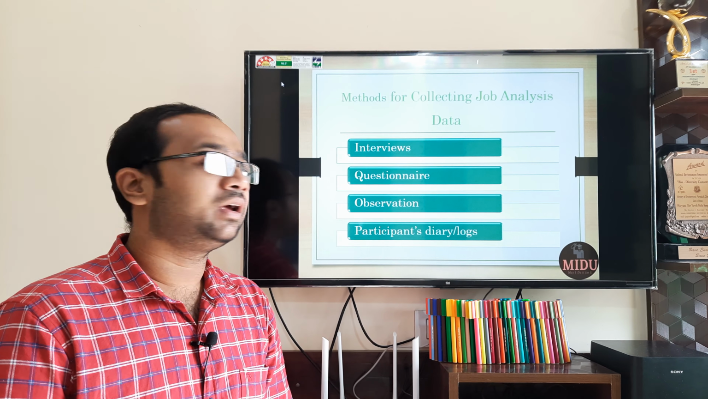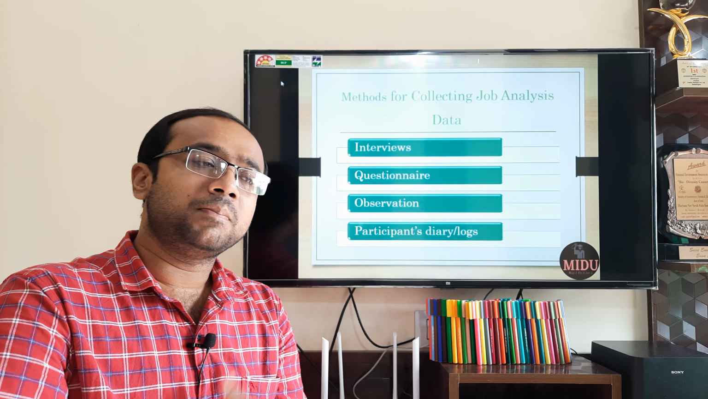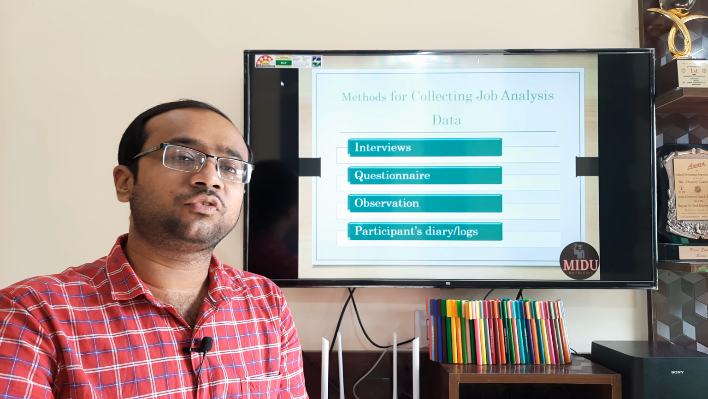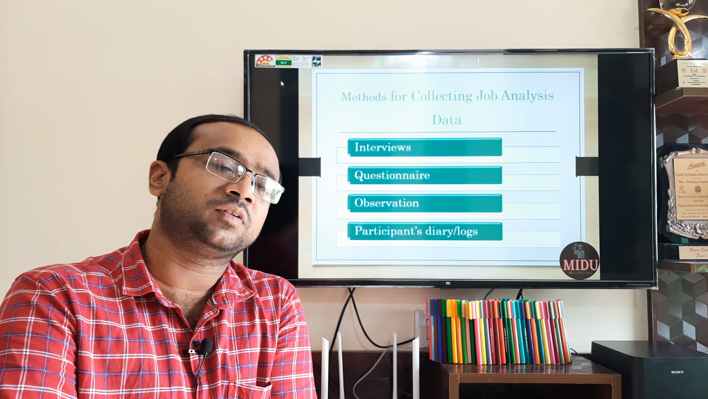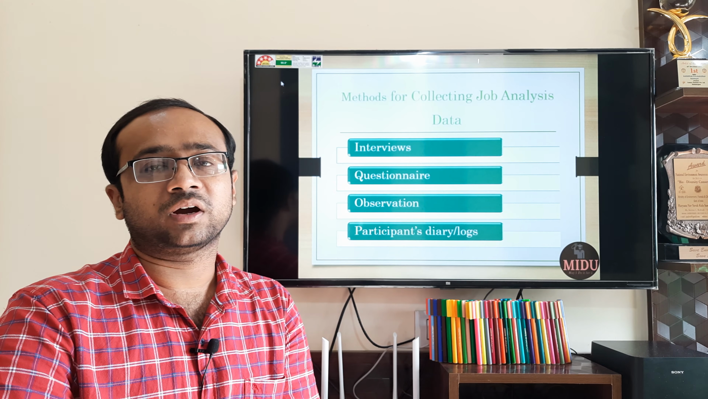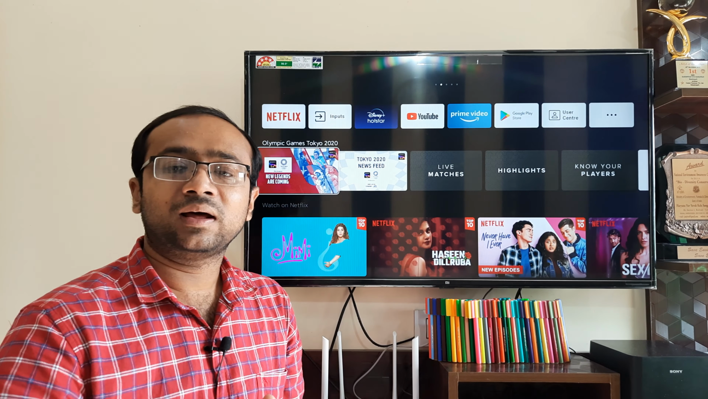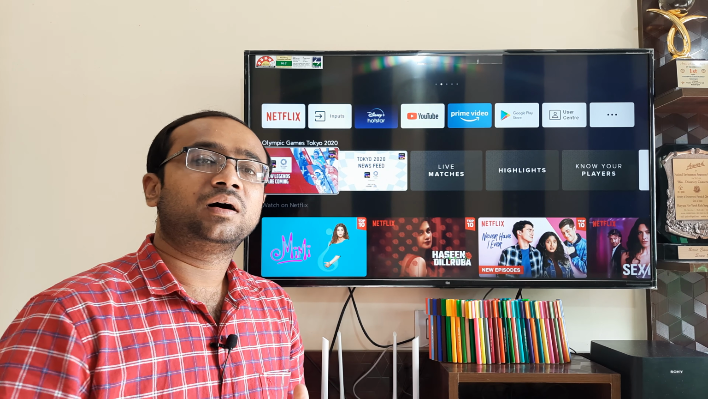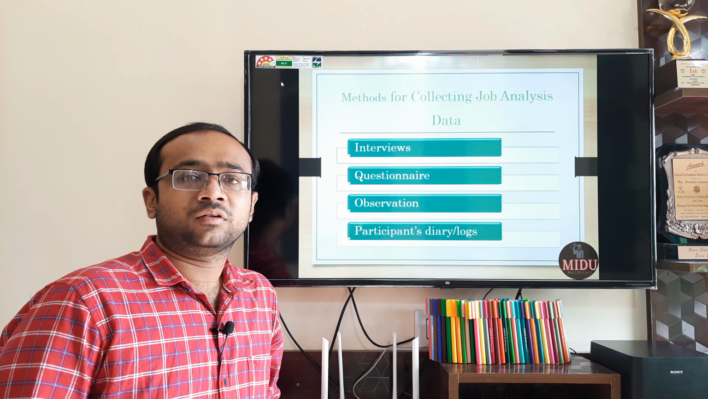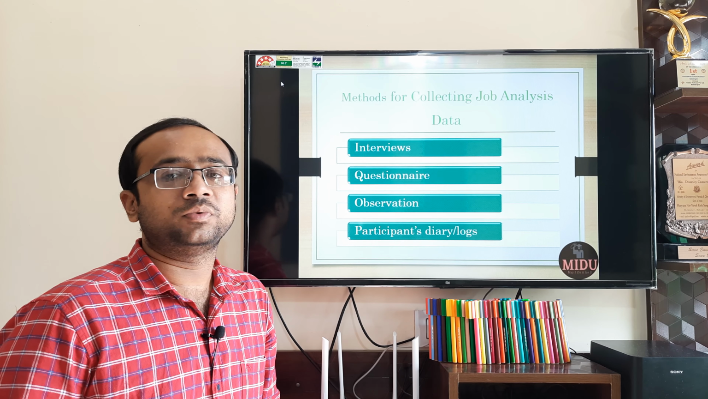Second, questionnaire. In questionnaire, we are not asking directly to a person one-to-one. We are making a questionnaire, standard set of questions, and giving that to various employees. And again, questionnaire can be both your descriptive questionnaire as well as objective questionnaire. In descriptive, person will need to write about it, and in your objective, they will. So as we discussed, in questionnaire we can have both subjective as well as your objective part.